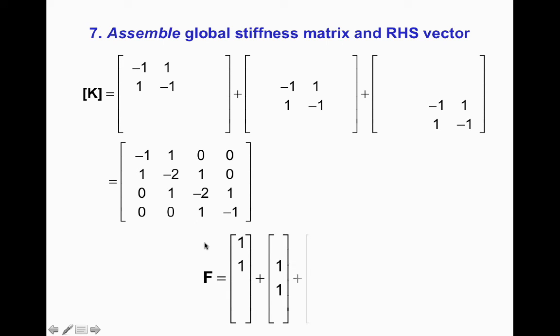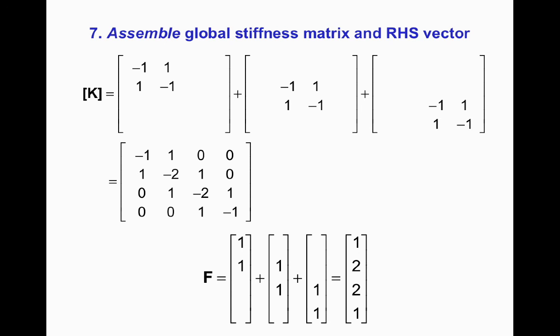And similarly, we can compute the global right-hand side vector by adding up the individual element load vectors, which would be 1, 1 in the first two positions for element 1, 1, 1 in the second and third positions for element 2, and 1, 1 in the third and fourth positions for element 3. So we get 1, 2, 2, 1. So we now have our global stiffness matrix and our global right-hand side representing the equations for our system, which has four unknowns.